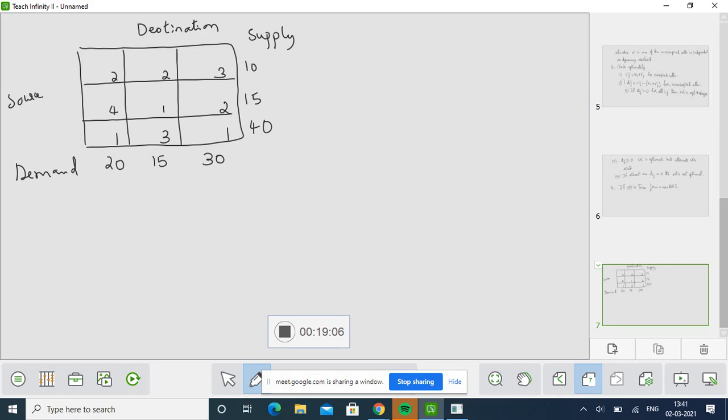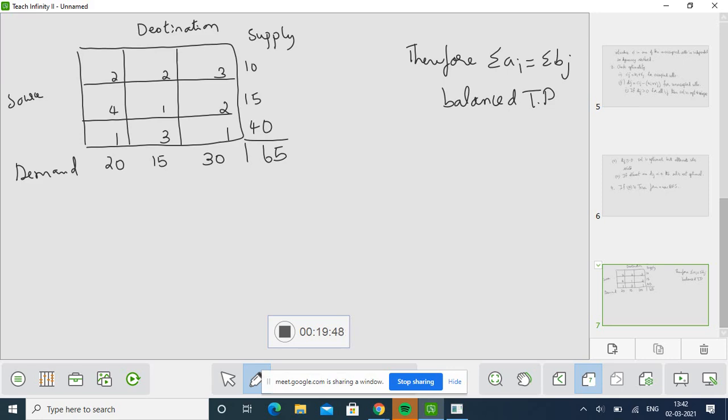So let us check whether demand equal to supply. Is the demand equal to supply? Yes. So check your total now. 40 plus 15, 55 plus 10, 65. Here 30 plus 15, 45 plus 20, 65. Therefore, it is a balanced transportation problem. Therefore, sigma ai equal to sigma bj. Hence, we can start with the solution.